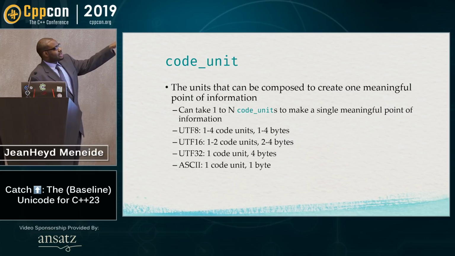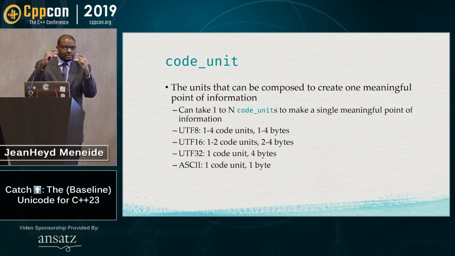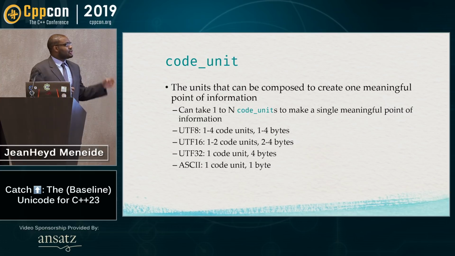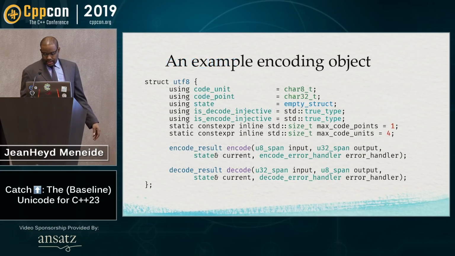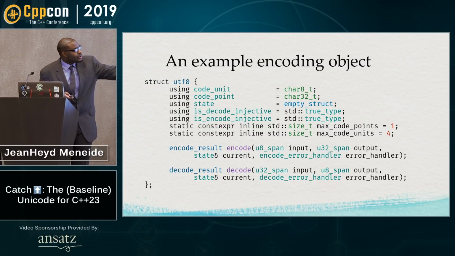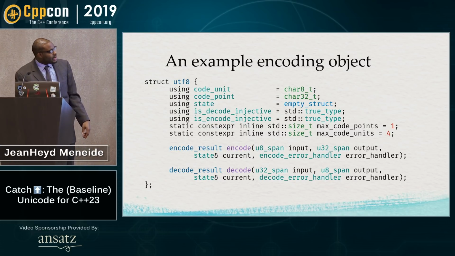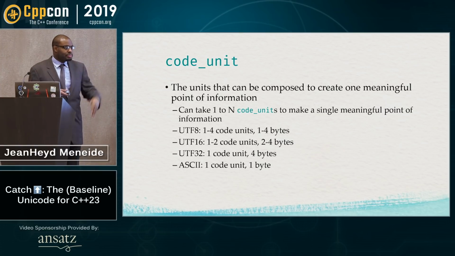So code unit, right? Like I said, this is the thing that gets converted to individual code points. And there are various different kinds. There are various numbers of code units that you can have. So for example, for UTF-8, as we saw on the last slide, there's a max code units of 4 and a max code points of 1, right? So the code units we can have from UTF-8 are from 1 to 4, or 1 to 4 bytes, right?